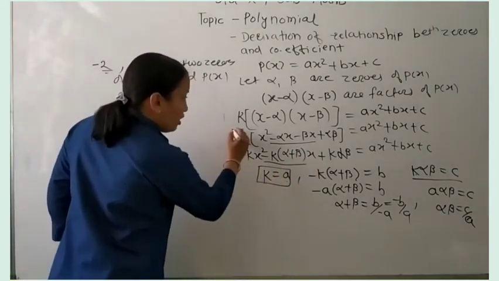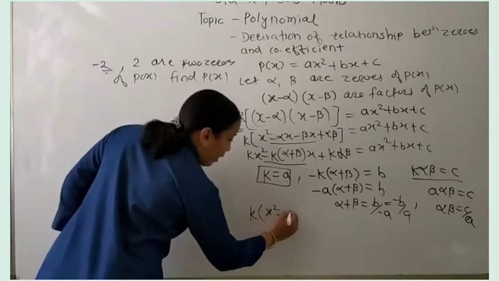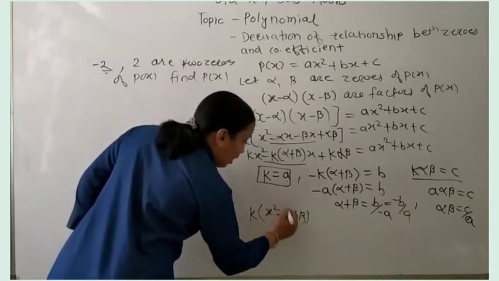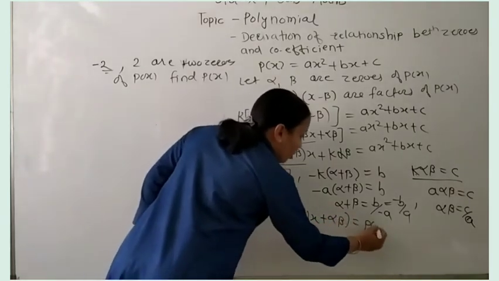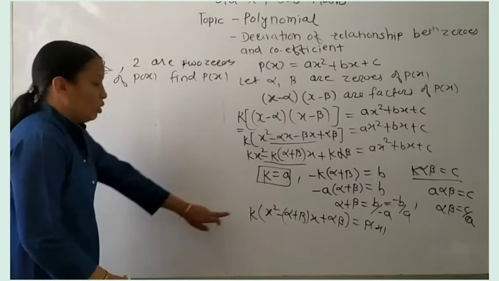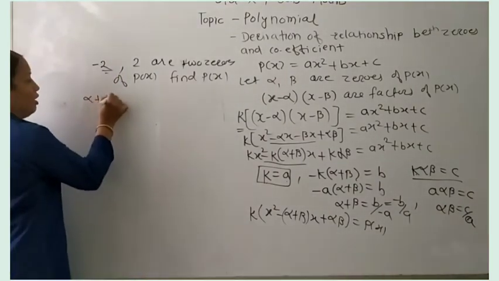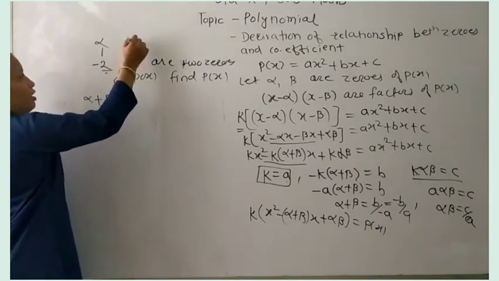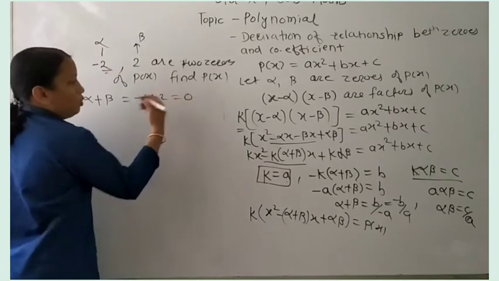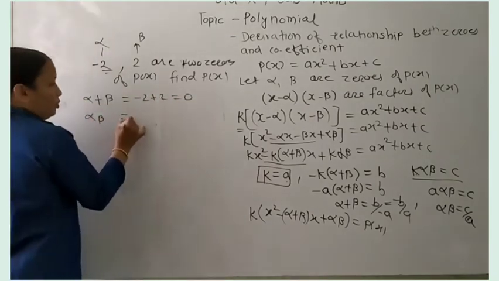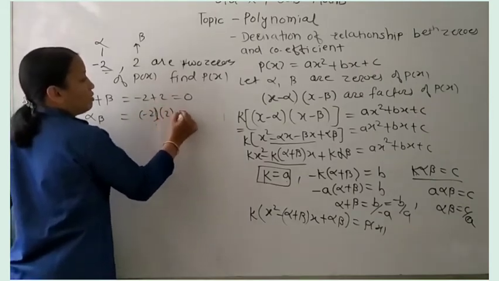Now the generalized form is k into x square minus alpha plus beta into x plus alpha beta, which is equal to your p of x. No need to find a and b and c. So just write down this standard form with k. First we will find the sum, alpha plus beta. What will alpha plus beta be? This is your alpha and this will be your beta. Alpha plus beta, minus 2 plus 2, is equal to 0. Now alpha beta, alpha into beta, minus 2 into 2, that is minus 4.